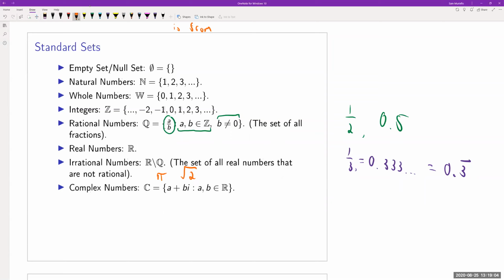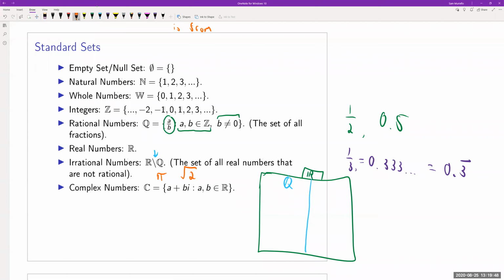The real numbers make up the rationals and the irrationals together. This symbol right here, this backslash, means that I'm taking all of the reals that are not rational. If we can think of this as a diagram, let's write it this way instead, to make it a little more clear. So I've got this set containing all real numbers. And then I've got the rationals, and I've got the irrationals.